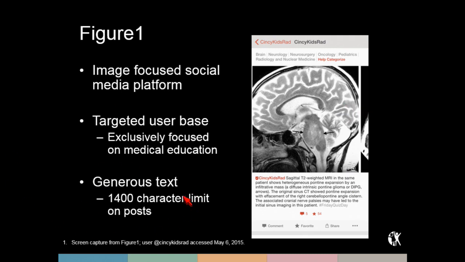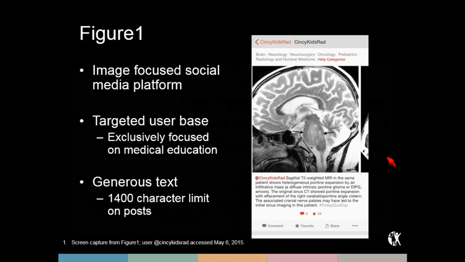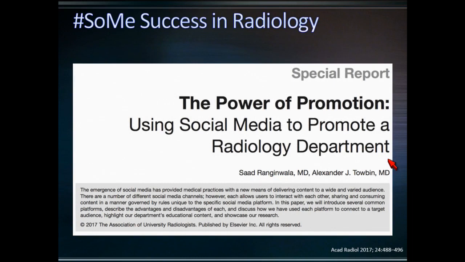If you're active on Twitter, you know that the Twitter limit is an order of magnitude less than this, only 140 characters, whereas you can type significantly more to accompany your images on Figure 1. They do have a mobile platform and are specifically intended for medical content, not exclusively at all to radiology.